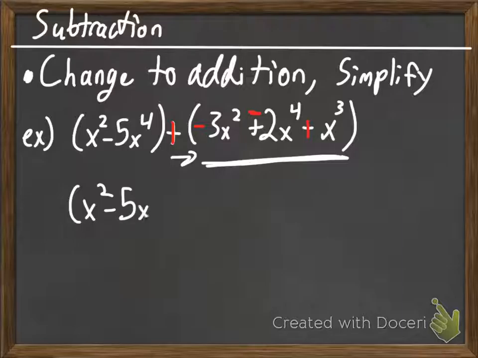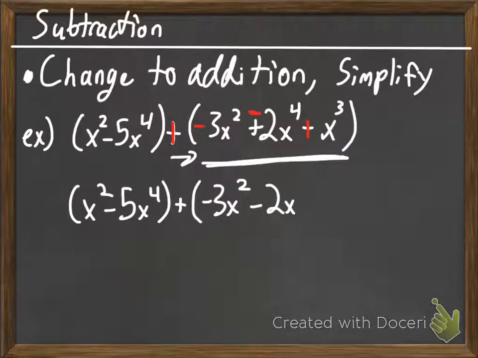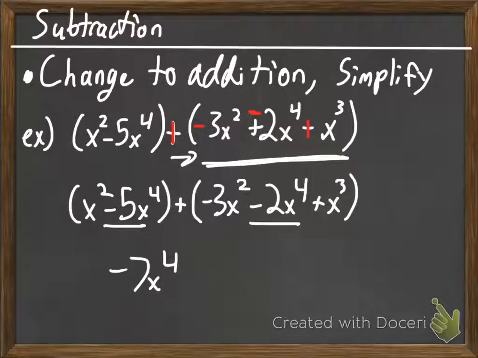x squared minus 5x to the 4th plus, now it's this, and now we can just add like we were before: negative 7x to the 4th plus x to the 3rd minus 2x squared. So there is no subtracting our polynomials, you change it to addition.